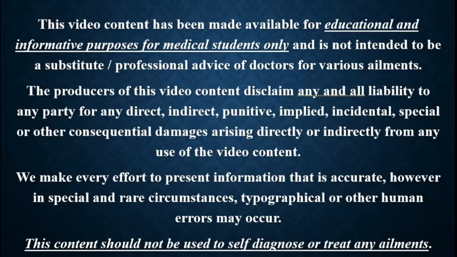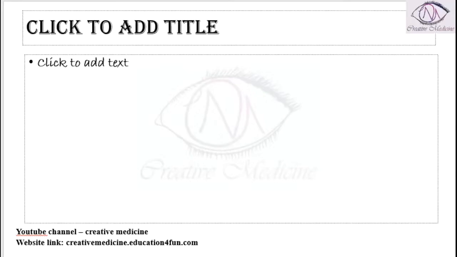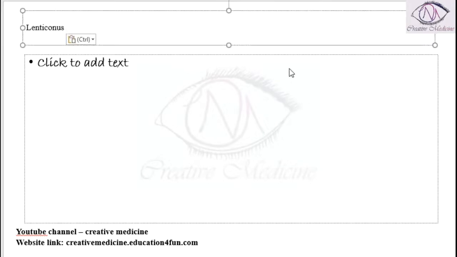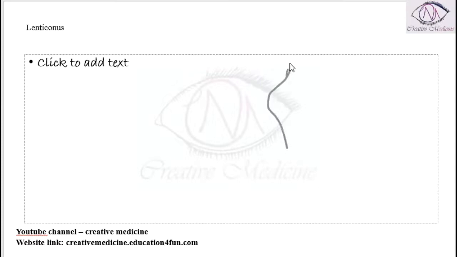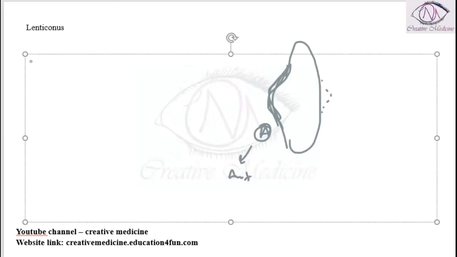In this lecture, we will learn about lenticonus. Lenticonus is an abnormal development of a cone-like structure over the lens. This is the lens, but a small elevation is seen over the lens, which is called lenticonus. If it is seen anteriorly, it is called anterior lenticonus. If a similar elevation is seen posteriorly, we call it posterior lenticonus. So lenticonus can be both anterior and posterior.